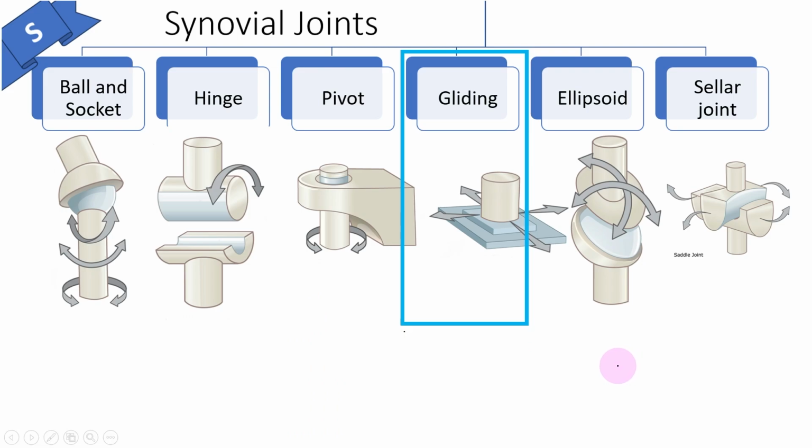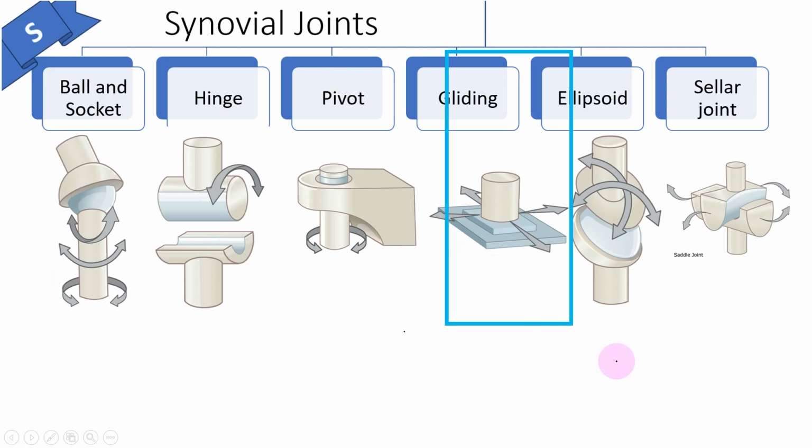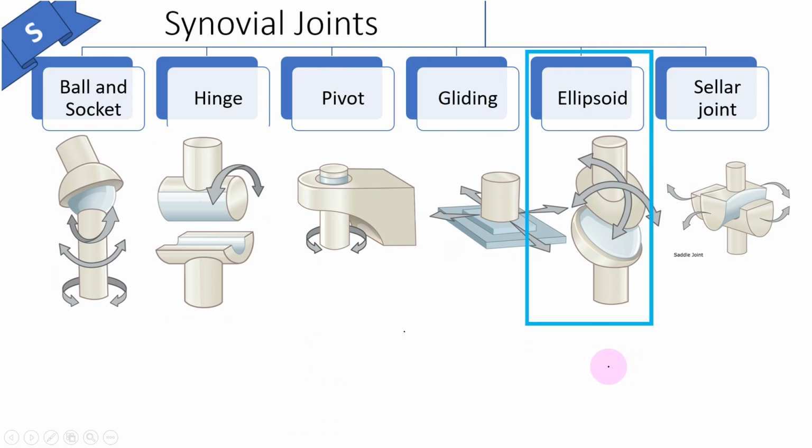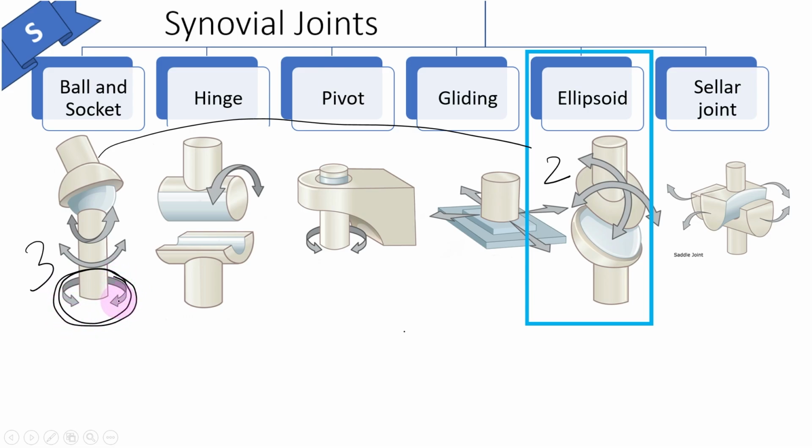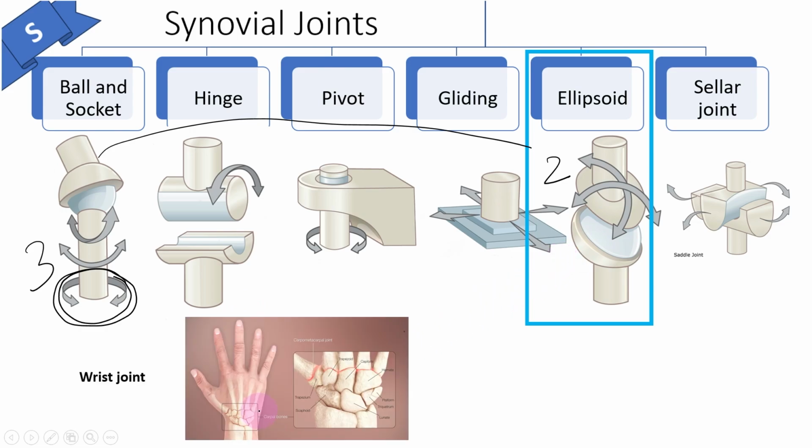The next type of joint is very interesting. This joint is called the ellipsoid joint. On a first look, it looks almost similar to the ball and socket joint, but there is one difference. If you look at this, you can see that here there were 3 axes, but here there are only 2 axes. Ellipsoid joint does not allow for the rotatory movement. There is a rotatory movement that you see in ball and socket joint, but that is not present in the ellipsoid joint. The classic example for this is the wrist joint.